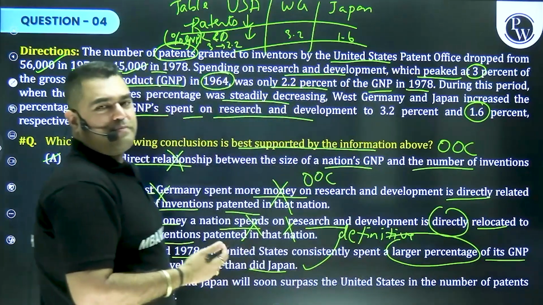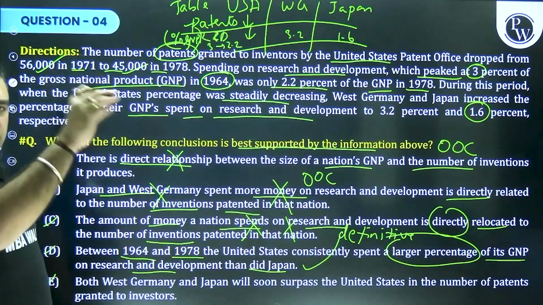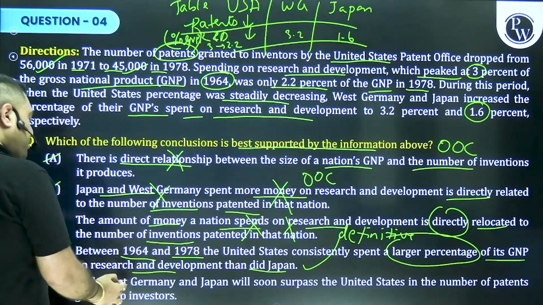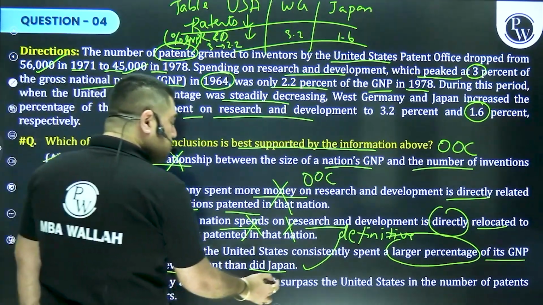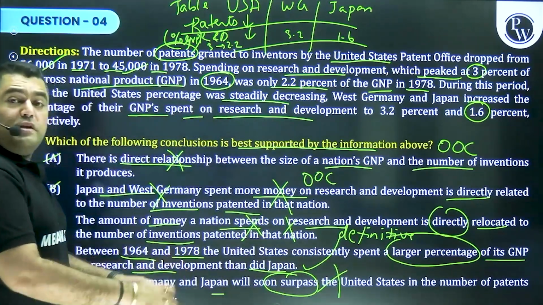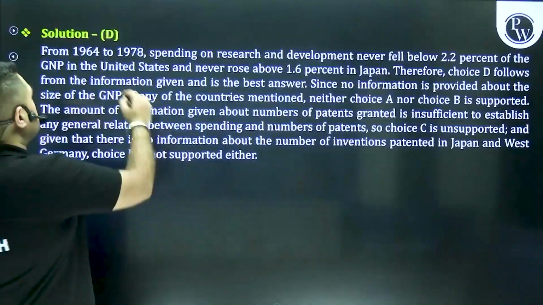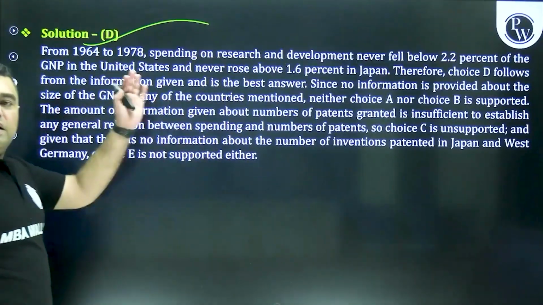So the US spent more than Japan. This is a done deal. Compared on percentage of GNP, 100% correct. "Both West Germany and Japan will soon surpass" - I am sorry, we don't know. "Soon surpass" means the future, after 1978. We don't know. The correct answer is option D. Please read it once.